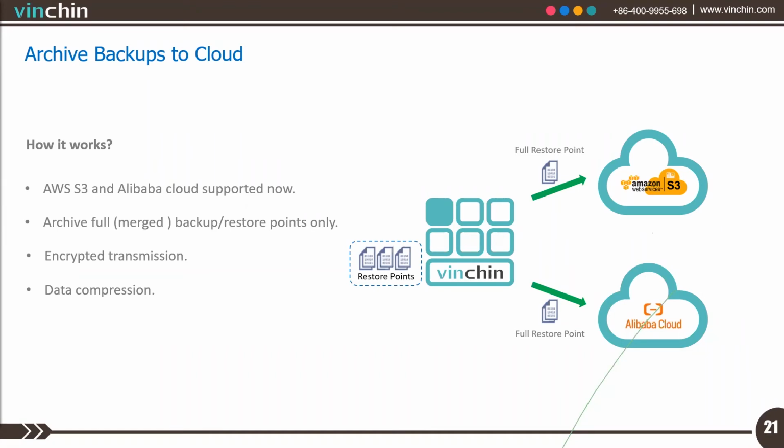Archive backups to cloud can help users to achieve remote disaster recovery without building a new data center in another location. As the pricing of cloud storage is quite cheap now, and nowadays the uplink and the downlink are pretty fast, it's a great choice for users to archive their backup data to cloud storages for disaster recovery. And by the way, users don't have to worry about data safety, as Vinchin Backup Server will do encryption and compression of the data while archiving to cloud.